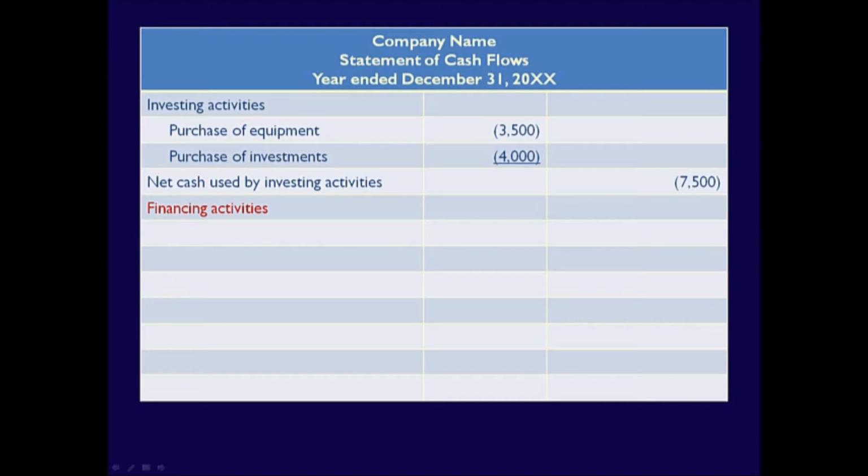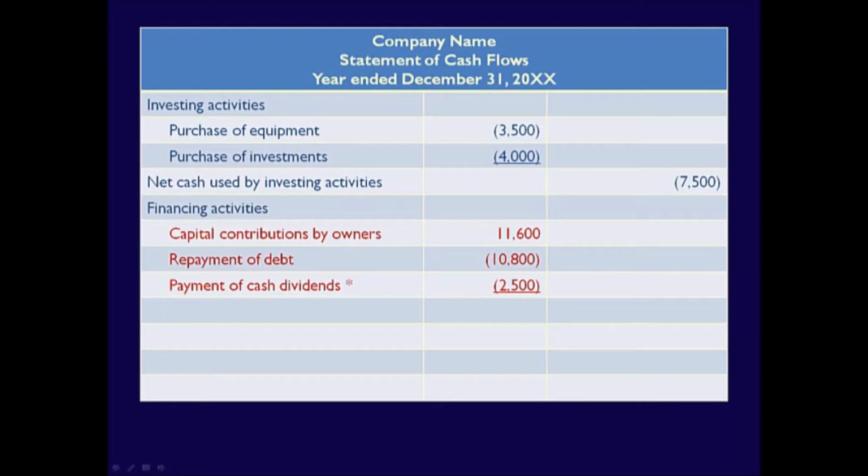Finally, let's look at the financing activities. Here we see that the owners of the business contributed more cash to the business and that the business paid down some of their debt. We can also see that the business paid out dividends to the owners. This ties into the $2,500 we saw in the statement of retained earnings as the dividend paid during the year. A subtotal of the financing activities is then seen.